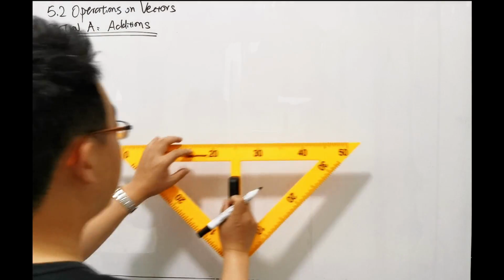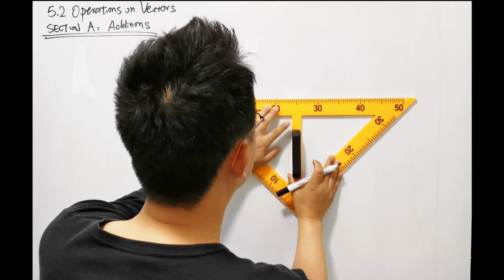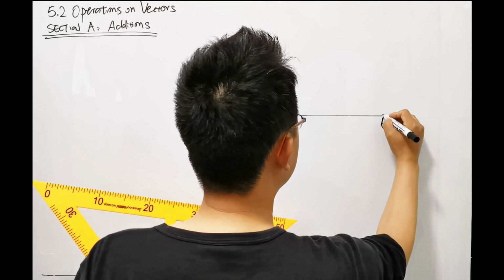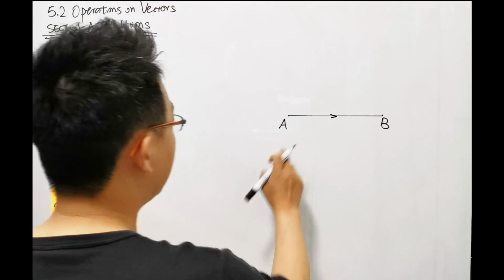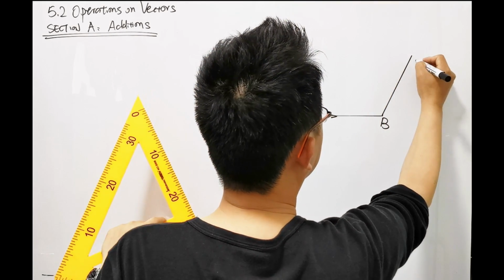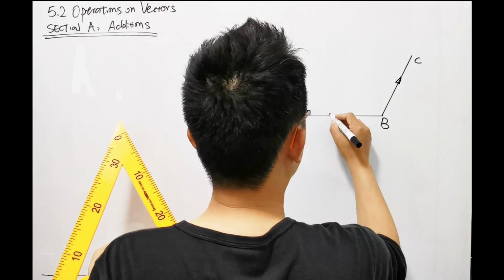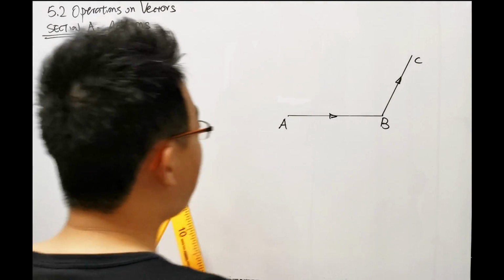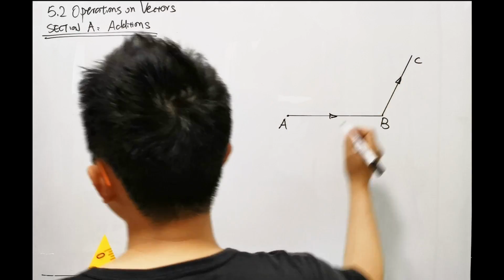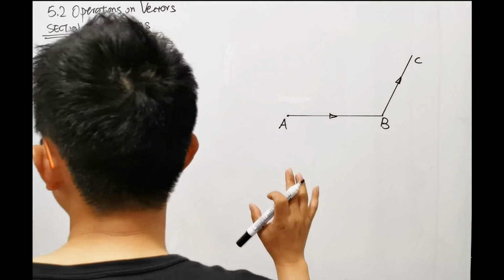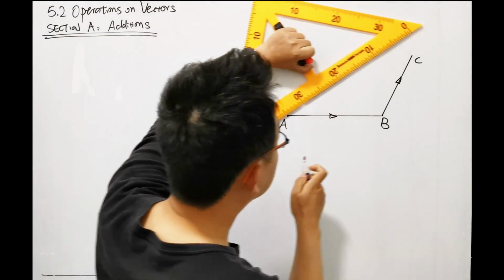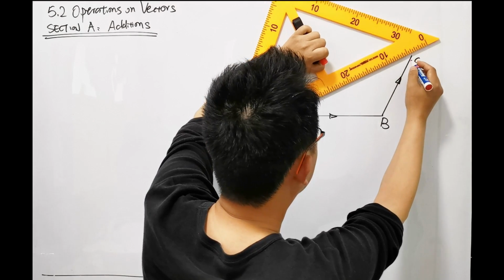So for example, we have a line from A to B, in this direction, and then from B to C. So we can see that the combined effect of these translations from point A to B and then B to C is a translation from A to C. Let's draw a line from A to C.